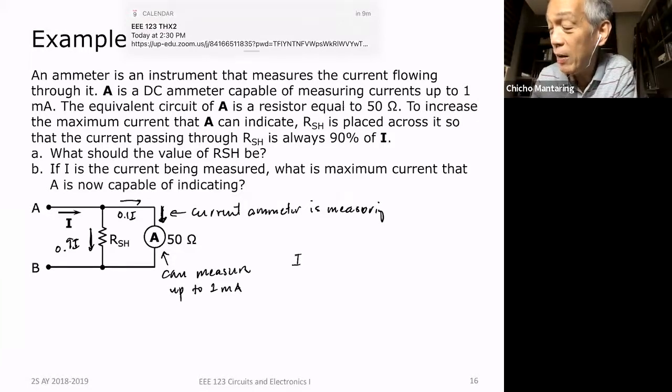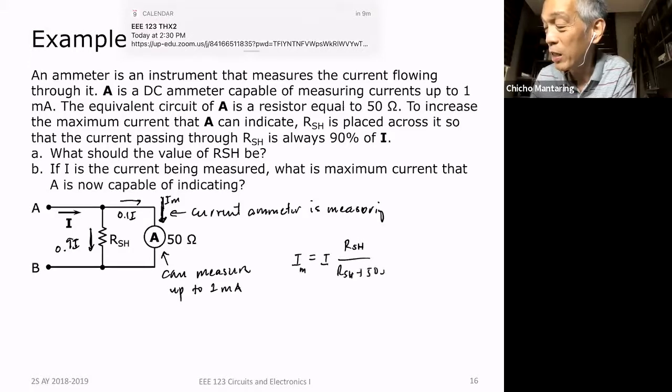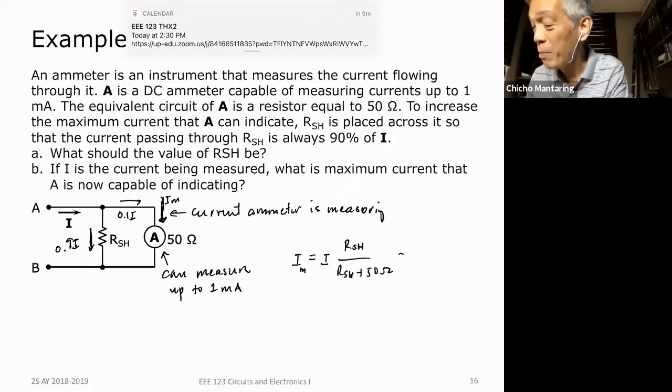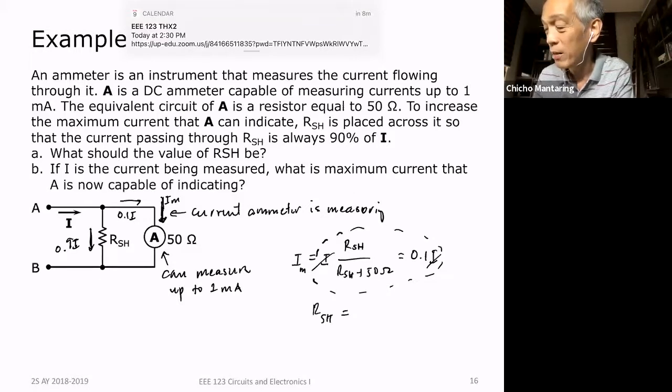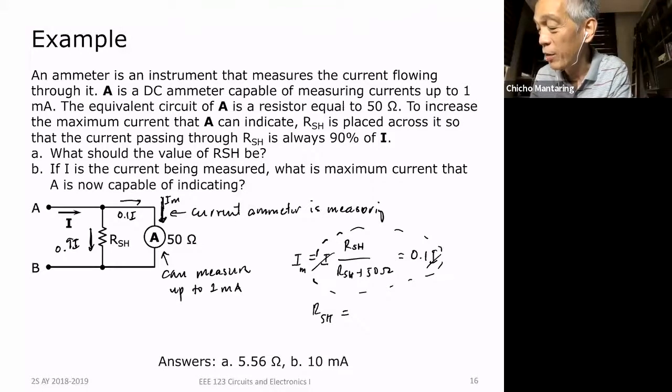Your current divider formula is: let's call this IM, the current the ammeter is measuring. IM is equal to I multiplied by RSH over RSH plus 50 ohms. But IM is only 0.1 of I, because 0.9 is passing through RSH. So if you solve for this, the I cancels out, and you're going to get RSH equal to 5.56 ohms.